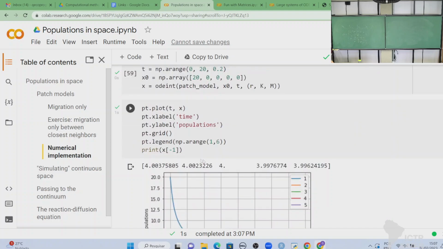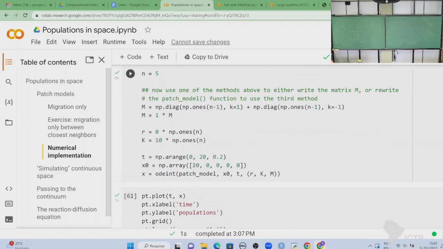So these 20 individuals from the beginning, remember, without growth, only migration, there's no population going to die or to reproduce. So the total number of individuals remains exactly the same, but they're now going to be equally distributed among the 5 patches. Yeah? So is this a bit of a surprise or not so much? They are all migrating, even if they're migrating only to the closest neighbors, eventually this is evenly spread.